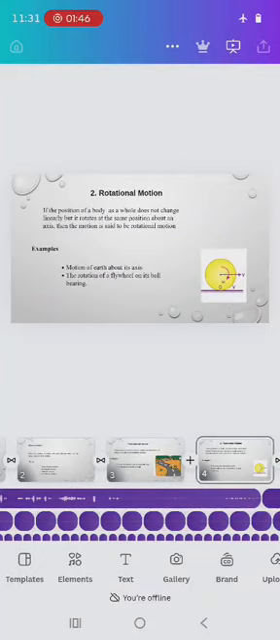This image represents rotational motion. Examples of rotational motion are the motion of the earth about its axis, and the rotation of a flywheel on its ball bearing. What is the definition of rotational motion? If the position of a body as a whole does not change linearly, but it rotates at the same position about an axis, then the motion is said to be rotational motion.